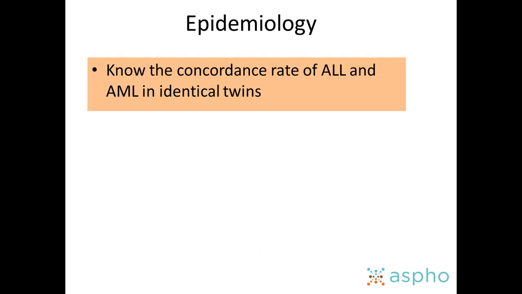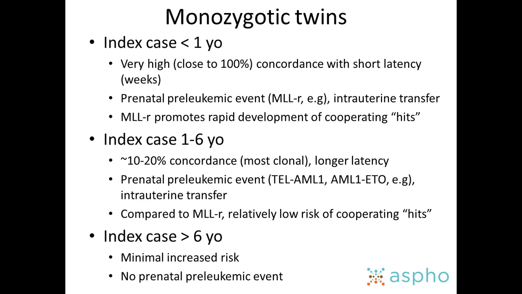So the second thing they'd like you to know is the concordance rate of acute leukemias in identical twins. What's really interesting about this is that in monozygotic twins, the concordance rate between twin A and twin B depends very much on the age of diagnosis of twin A. So if an infant is diagnosed with acute leukemia and has an identical twin, there's essentially 100% concordance with very short latency. There's been one case report of non-concordance, where twin B developed a viral infection that appears to have immunologically cleared the leukemic clone, which is kind of cool.